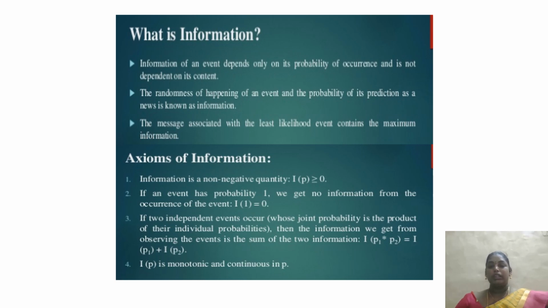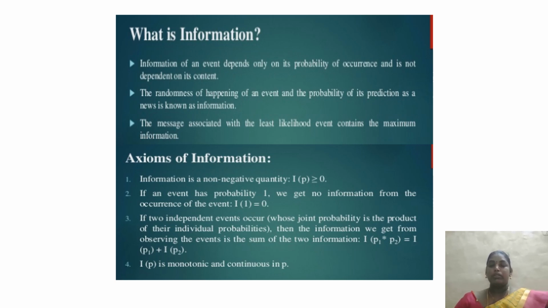Information depends on its probability of occurrence rather than the content. Whatever we are conveying, it doesn't matter. Whether the probability of the information is high or low, based upon that only we define the information. Calculating the information content is most important to decide how much information we are sending from source to destination.